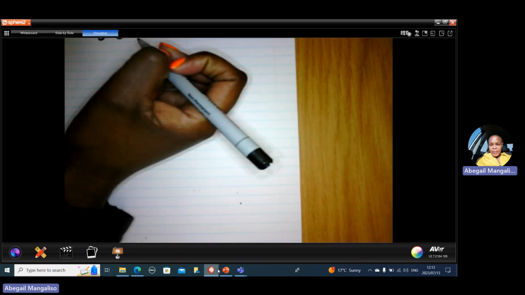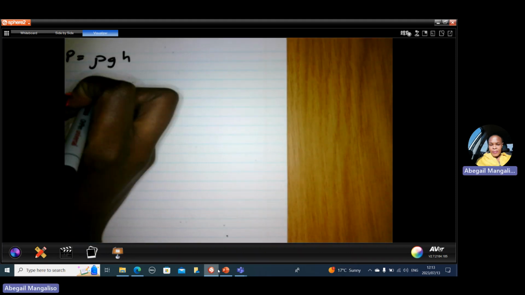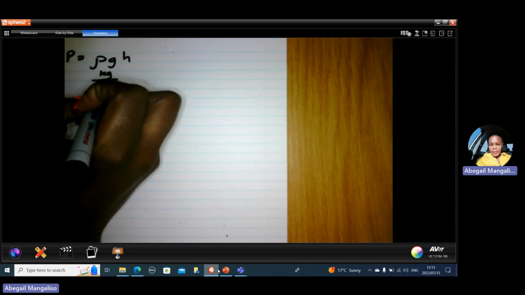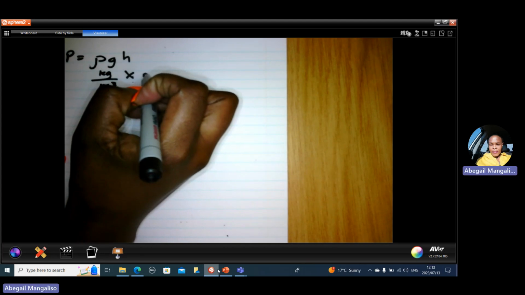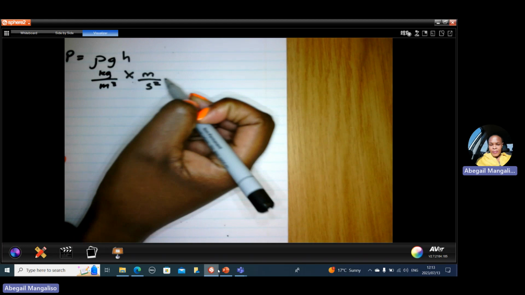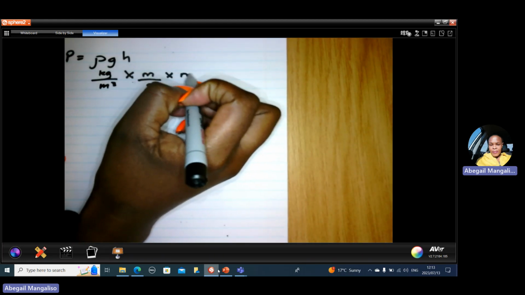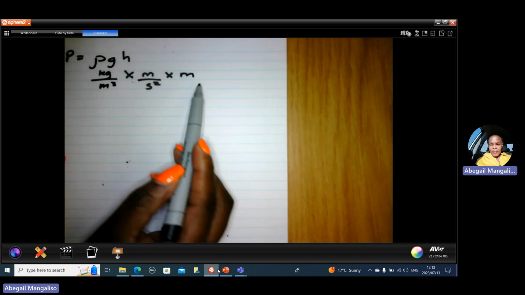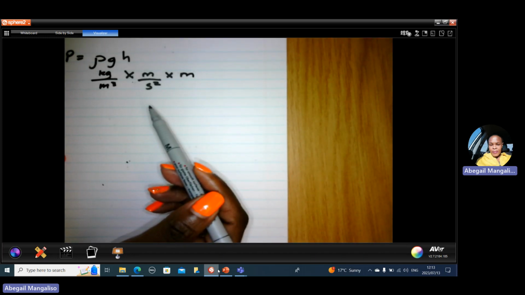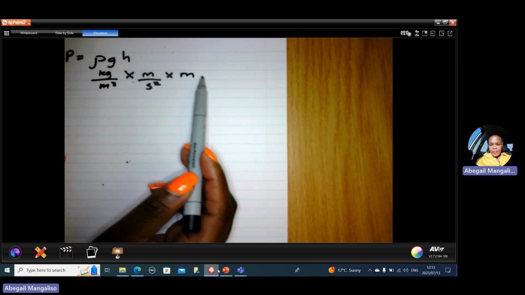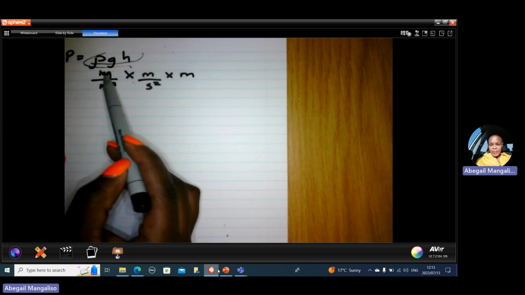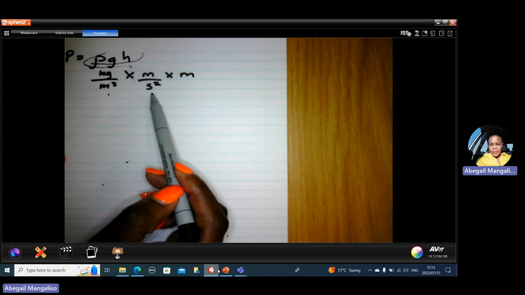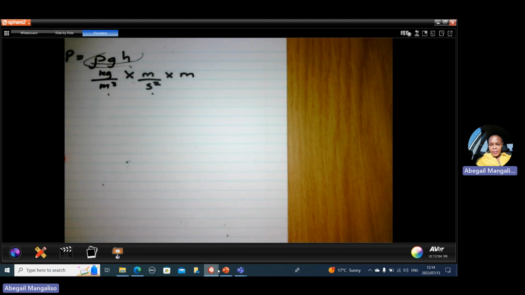The pressure is given by rho g h. So rho must be in kg per cubic meter, g must be in meters per second squared, and the height must be in meters. If the height is not given in meters, you always convert it to meters. These are the only SI units that will give you a pressure when you use this formula.